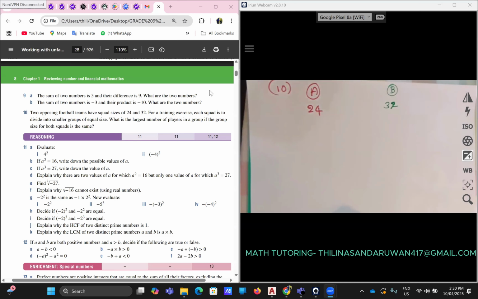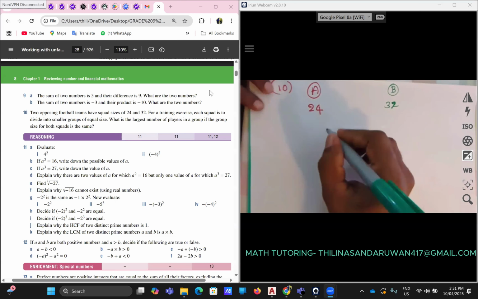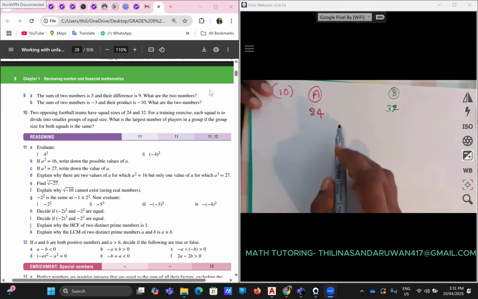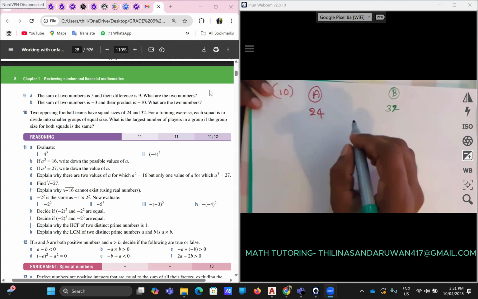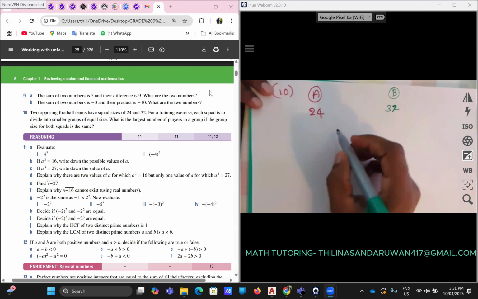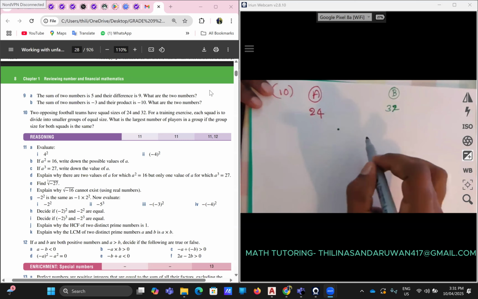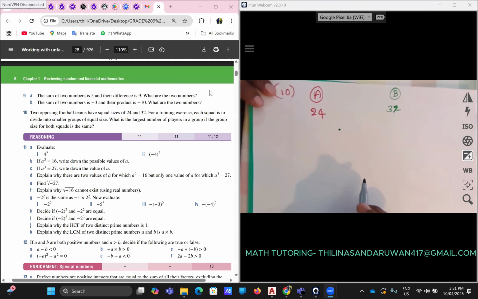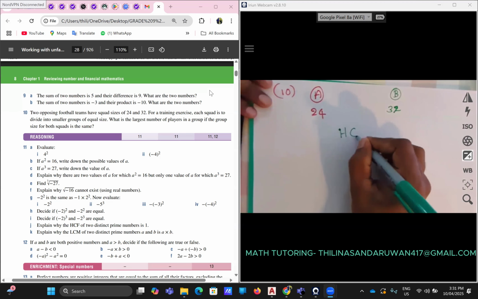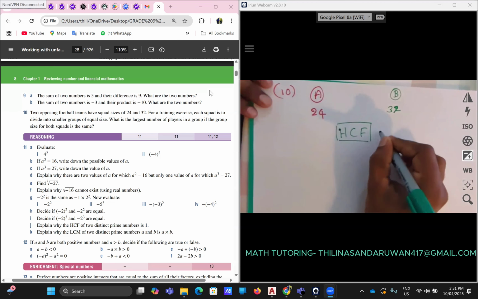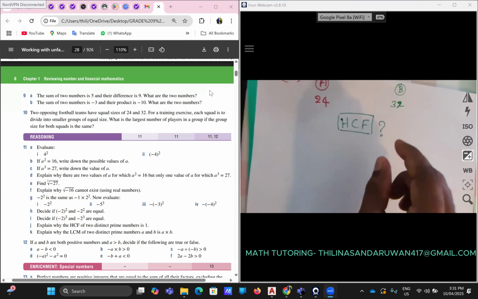What are they asking? They are asking us to find the largest number of players in a group if the group size for both squads is the same, which means they asked us to find the biggest common factor of 24 and 32. Biggest means what did you call it? Highest common factor, right? So let's give it a try like this.